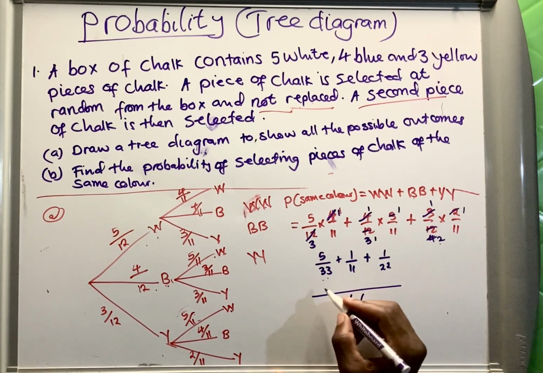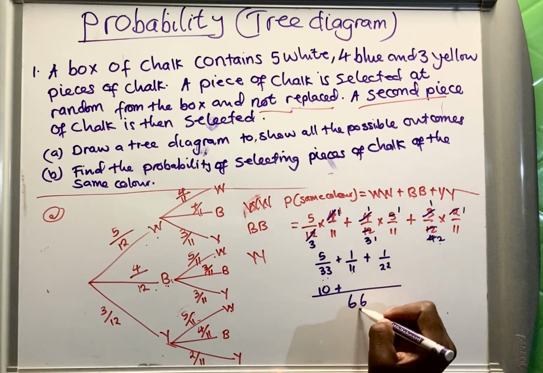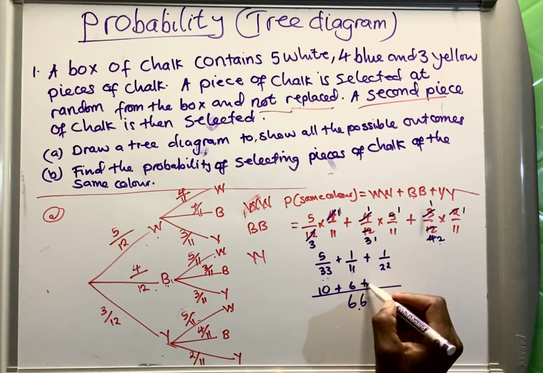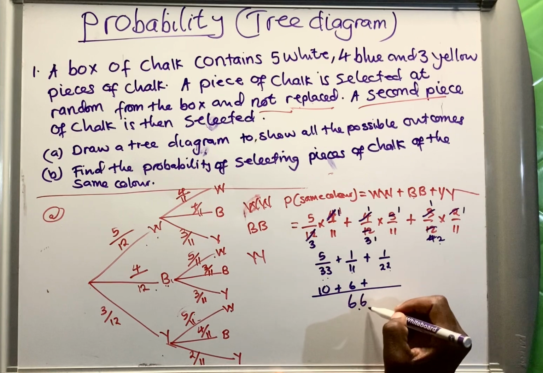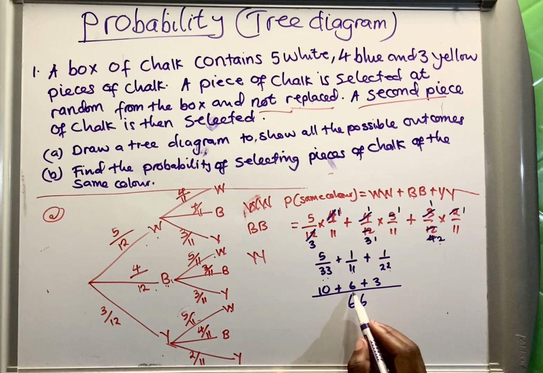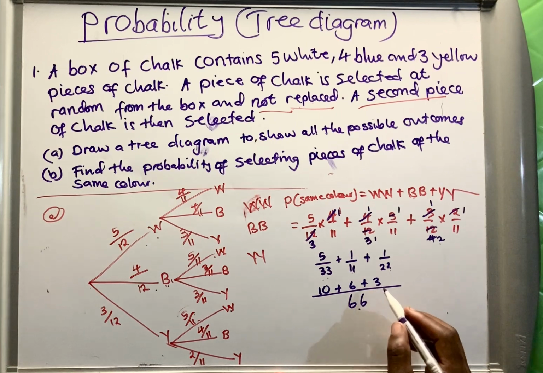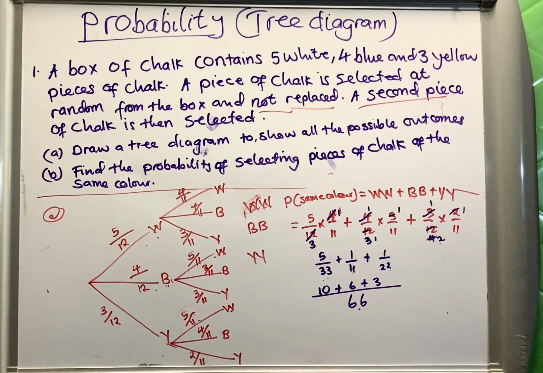Okay, so 33 into 66, it is 2. 2 times 5, it is 10. Plus 11 into 66, it is 6 times 1, which is 6. Plus 22 into 66, it is 3 times 1, which is 3. You add this, 10 plus 6, which is giving you 16. Then 16 plus 3, which is giving you 19. Okay, so we have 19 over 66. This is the answer. The probability of picking the chalk of the same color is 19 over 66.